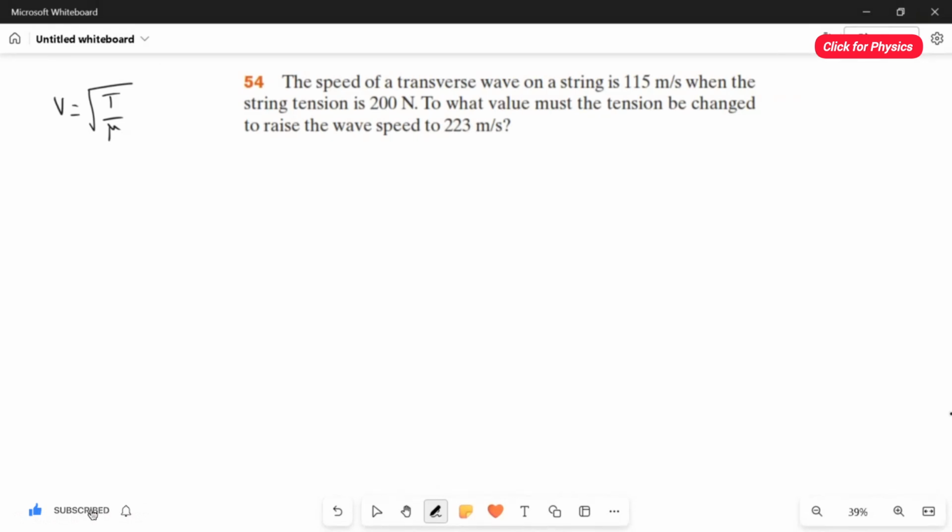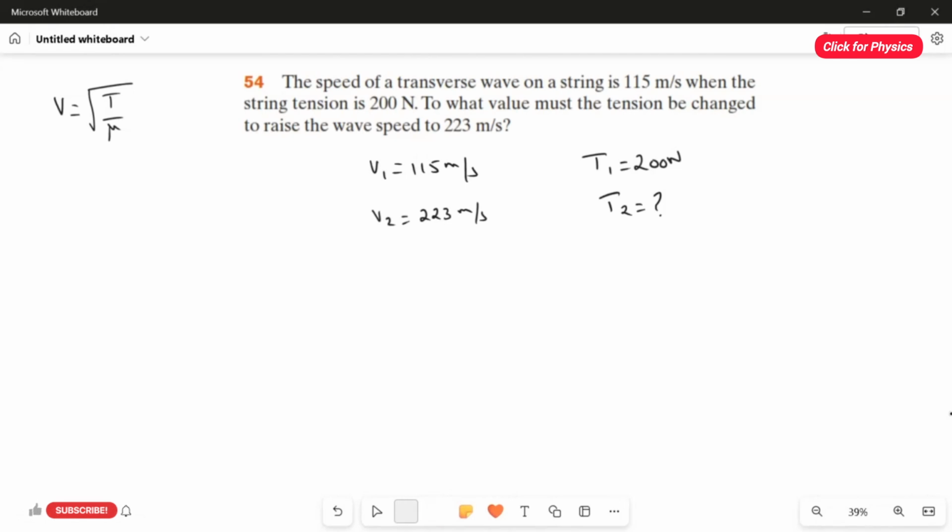That's the concept. So that means the V1 value here is 115 meters per second when your tension T1 value is 200 Newton. And then if your wave speed is 223 meters per second, what should be the value for tension given to the string? If you want to find the answer for this T2, we have to apply this rule.